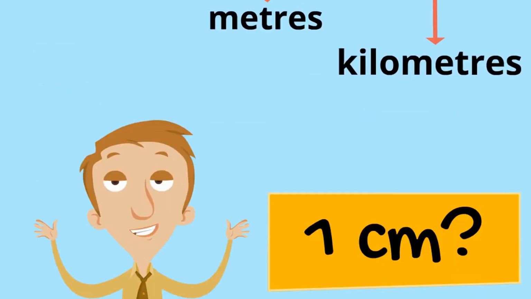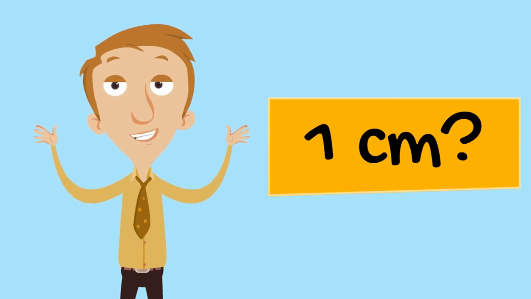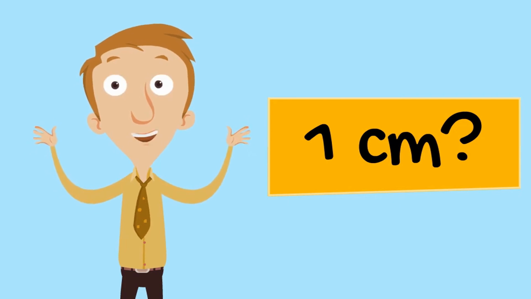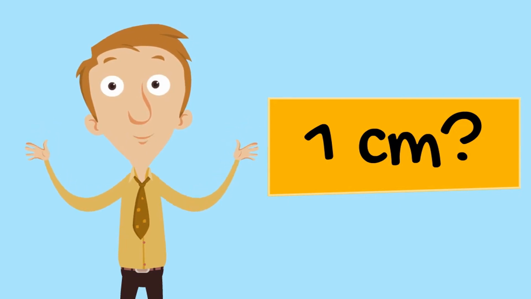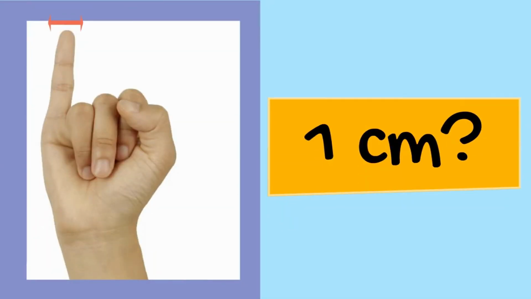Let's start off with centimeters. Would you be able to think of something that is 1 centimeter long? Pause the video and see if you can think of something that is only 1 centimeter. Well, a good way to remember how long a centimeter is by holding up your hand, looking at your little finger or your pinky finger, and seeing how far it is from one side of your pinky to the other side of your pinky. That's roughly about 1 centimeter.